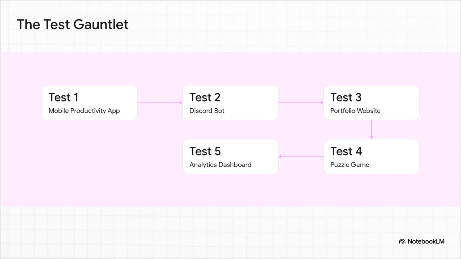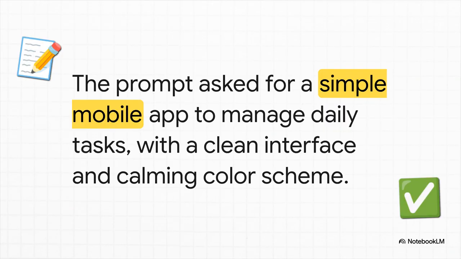We used the exact same prompts for each one. They had to build a productivity app, a Discord bot, a portfolio website, a puzzle game, and an analytics dashboard. Let's see how they stacked up. First up, a simple mobile app for managing your daily tasks. The prompt was pretty specific. It asked for a clean, minimal interface with a calming color scheme, to help you focus and stay organized.